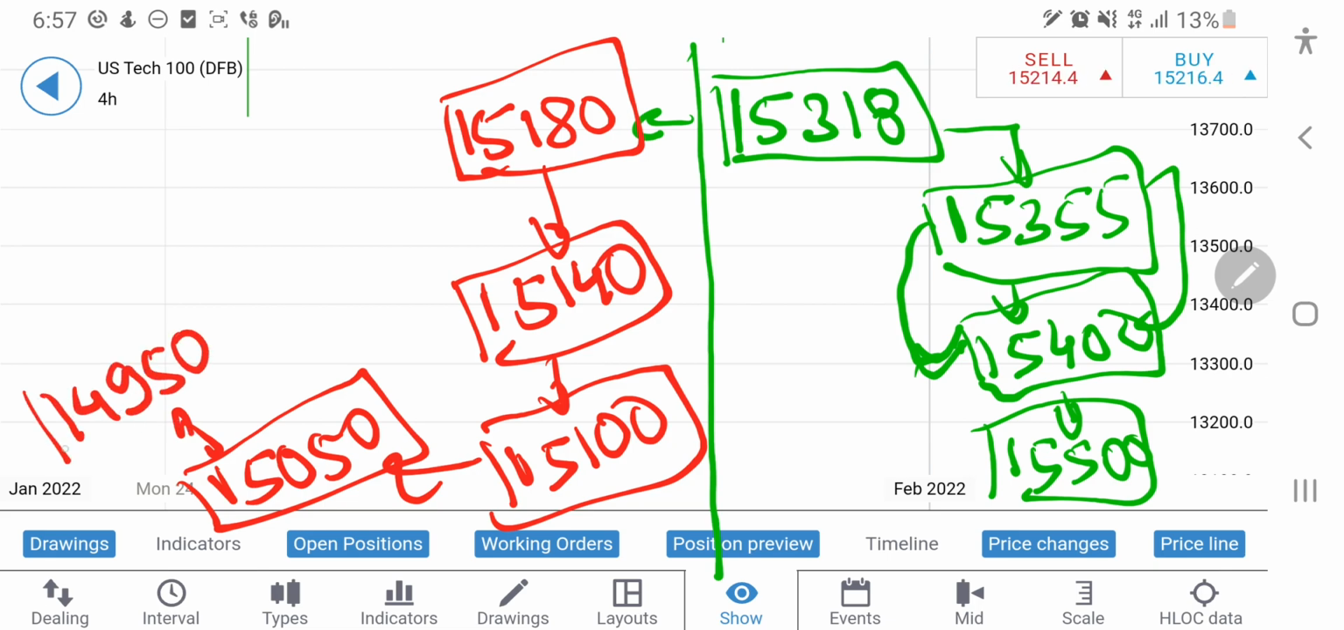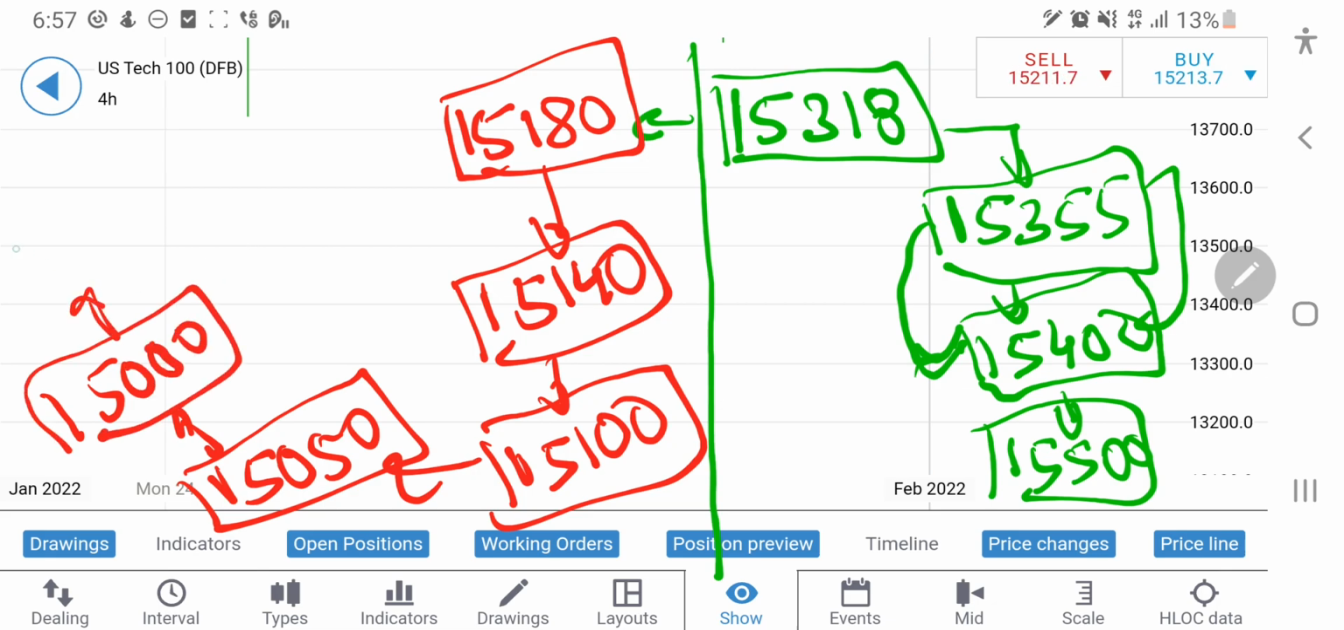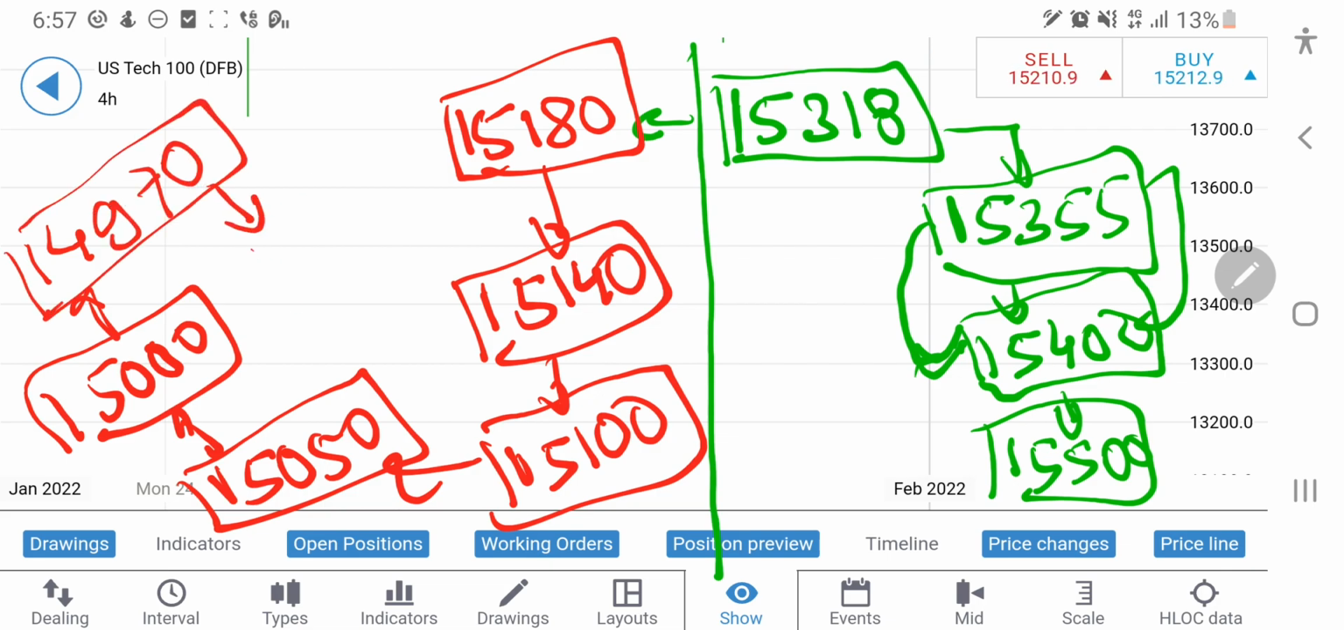should come into picture. In between, yes, there is a little support at 15,000, and let me correct it a bit here so that it can be in sync. For 15,000, then 14,970. Yes, it can break below this also. It can be a wild swing day.